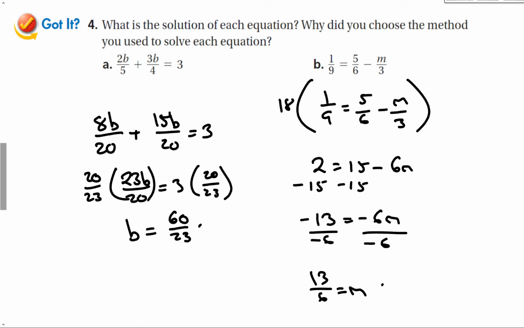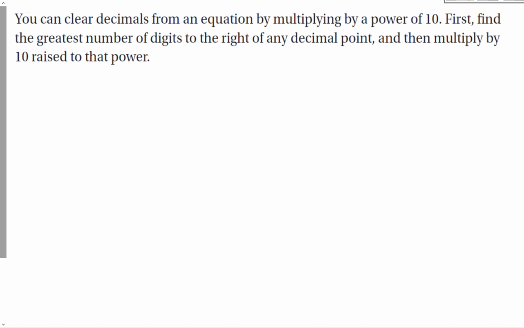So both of these were a little bit harder in that they gave you fractional answers, but not too bad. Okay.